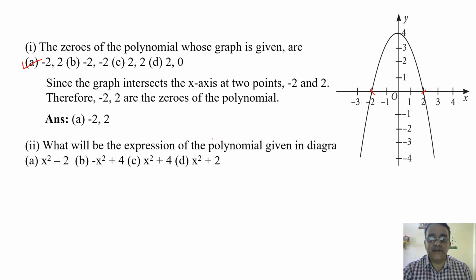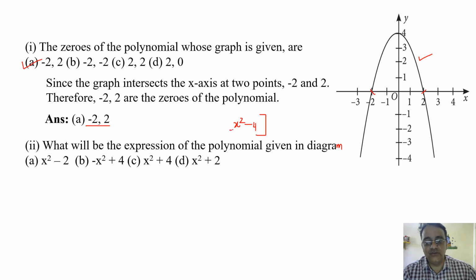Now, second question. What will be the expression of the polynomial given in the diagram? Again, the two zeros are minus 2 and 2. So the sum is 0, and the product is minus 4. Now look carefully: according to this, we got this answer, but this is wrong. Why is this wrong? Which type of parabola is it? Downward parabola.